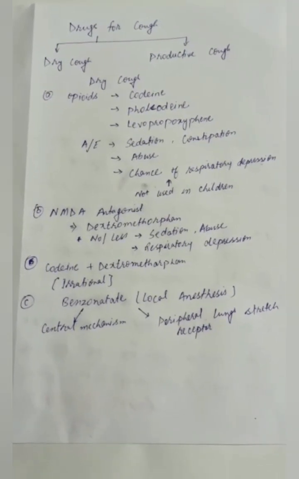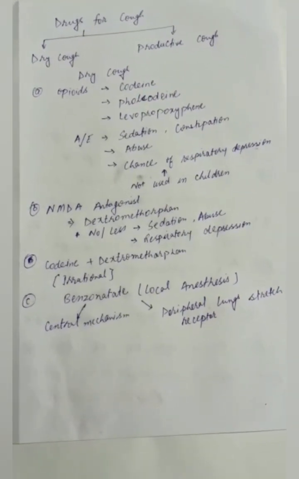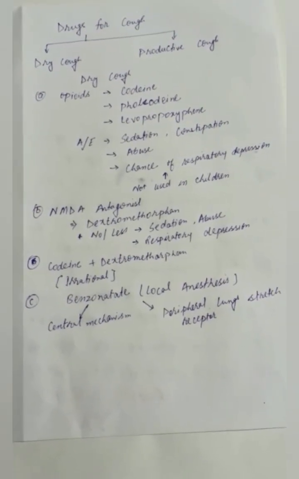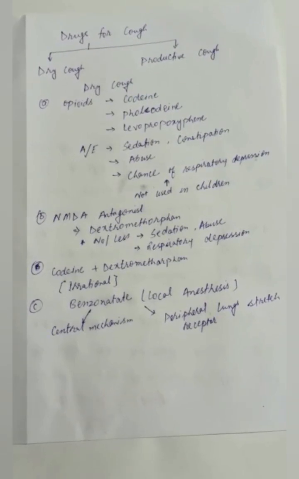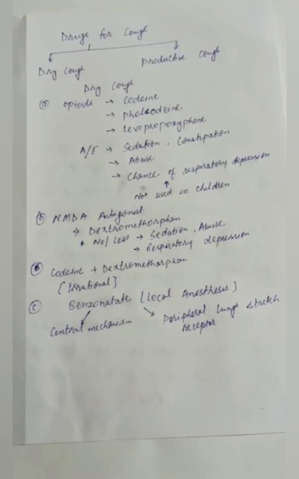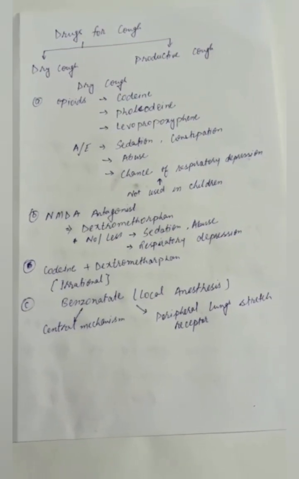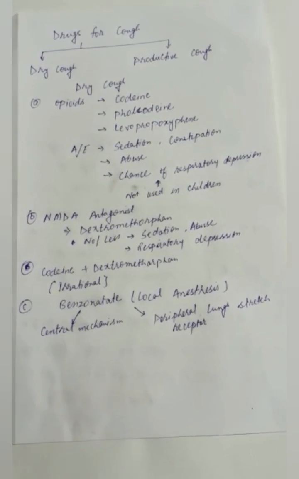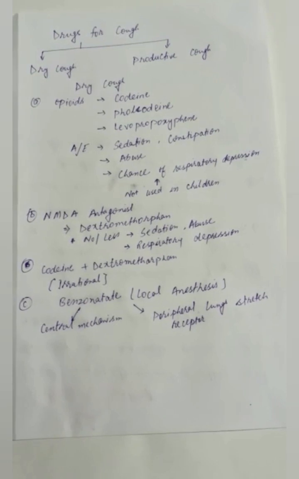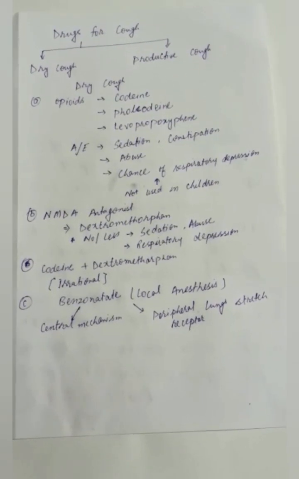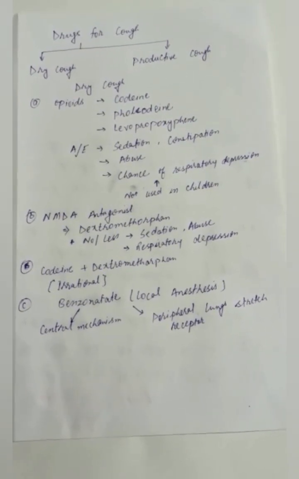My name is Tasin Haidar, Group 2B, a student of Osh International Medical University. First, we are discussing drugs for cough, of two types, dry cough and productive cough. Dry cough has no sputum production. Productive cough has sputum production. First, we are discussing dry cough. First, opioids: codeine, pholcodine, levorphanol. Adverse effects: sedation, constipation, and abuse. Chances of respiratory depression. Not used in children.